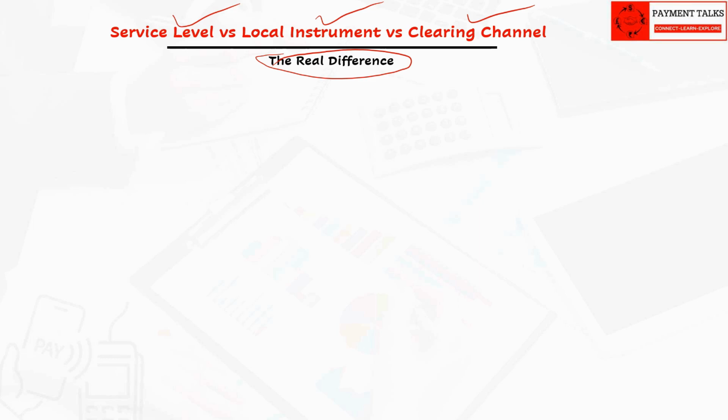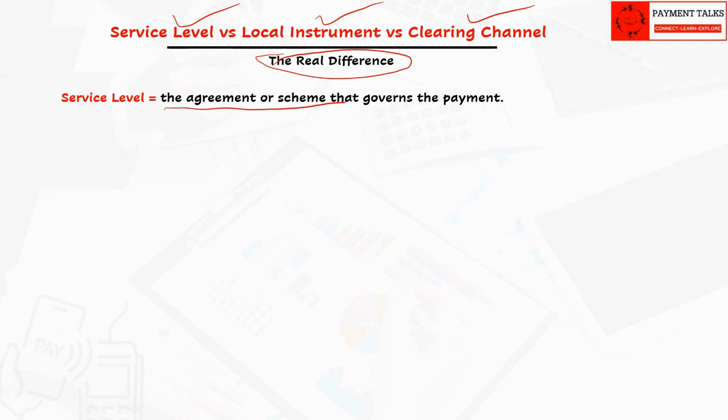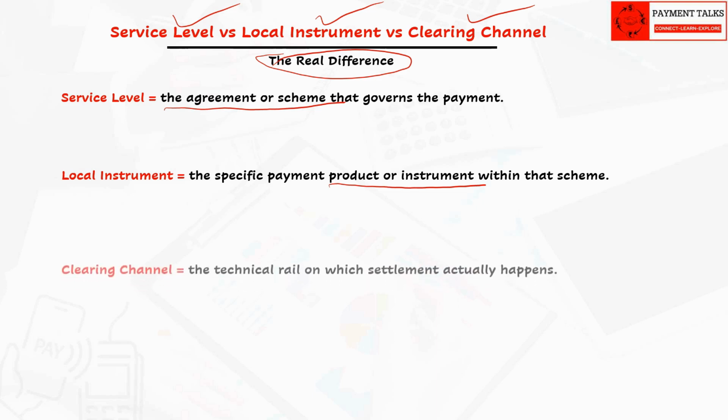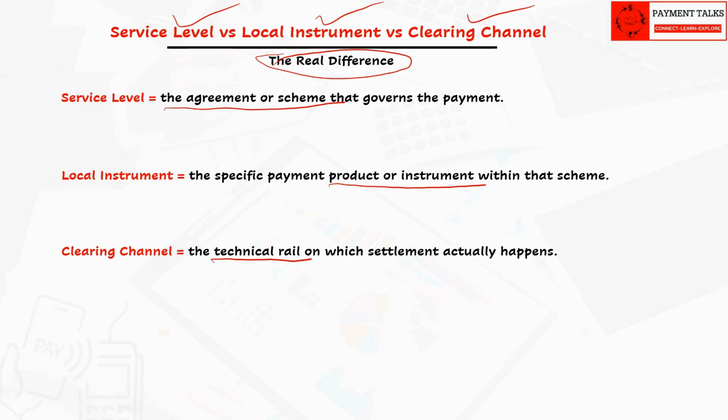Here is the cleanest way to think about it. Service level equals the agreement or scheme that governs the payment. Local instrument equals the specific payment product or instrument within that scheme. Clearing channel equals the technical rail on which settlement actually happens. Let us break each one down with examples and then look at how they interact.